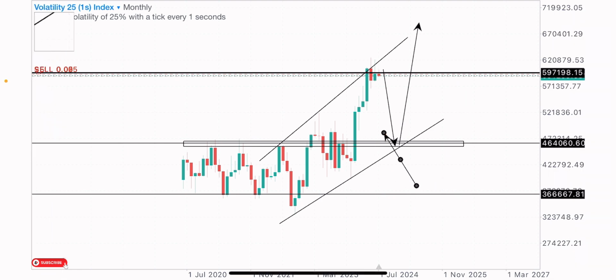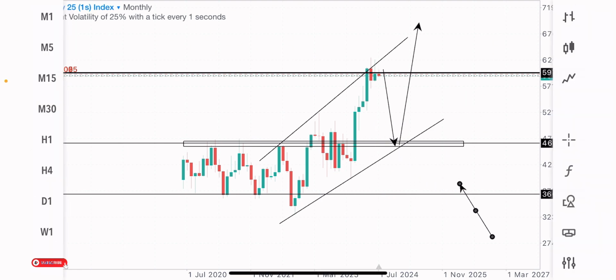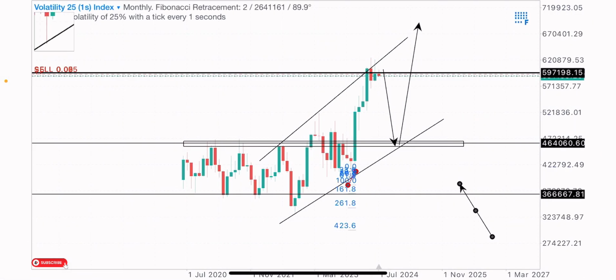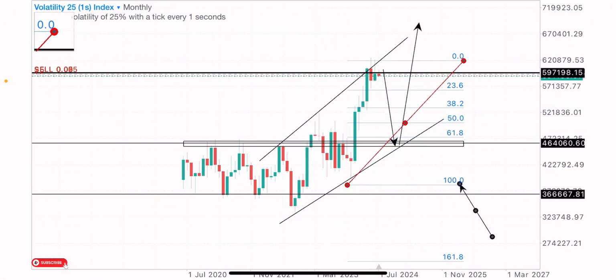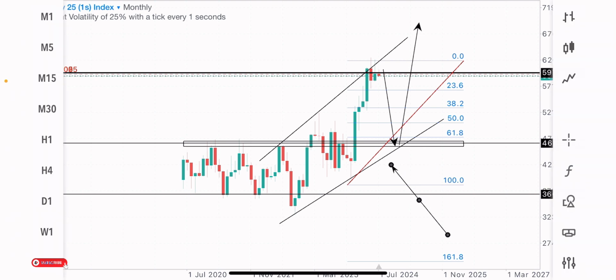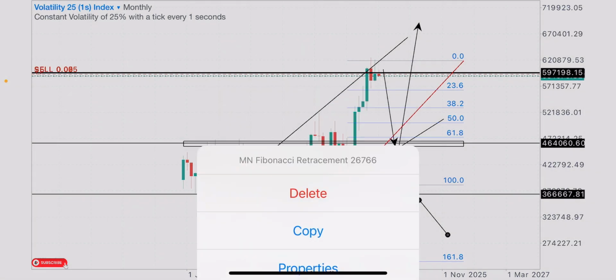I confirmed this potential buy zone by bringing up my Fibonacci, matching it from the swing lows to the swing highs, and you can see that our buy level is in line with the 618 fib level, which is a potential buy point in the market. So the sell is expected as far as this level on the monthly time frame. So that's our monthly time frame view on Volatility 25 1s Index.